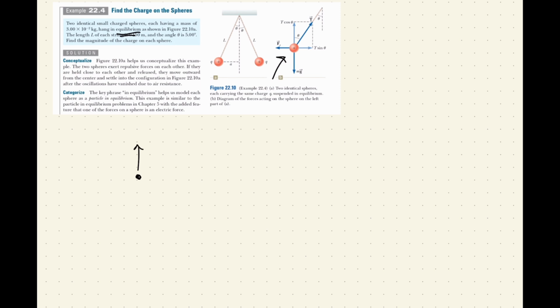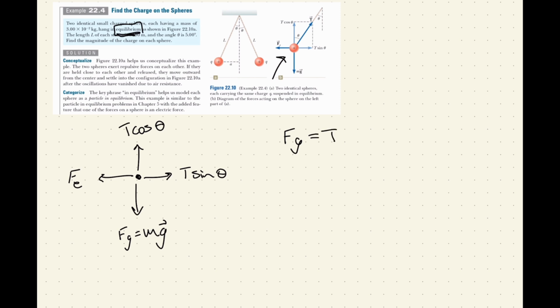the forces acting here, we have T cosine theta. Here we have the gravitational force, which is mg. They put a little vector on the g, doesn't matter too much. Here we have T sine theta, and here we have Fe. Okay, so what this equilibrium is telling you is basically that Fg must be equal to the vertical tension force, and Fe must be equal to the horizontal tension force.